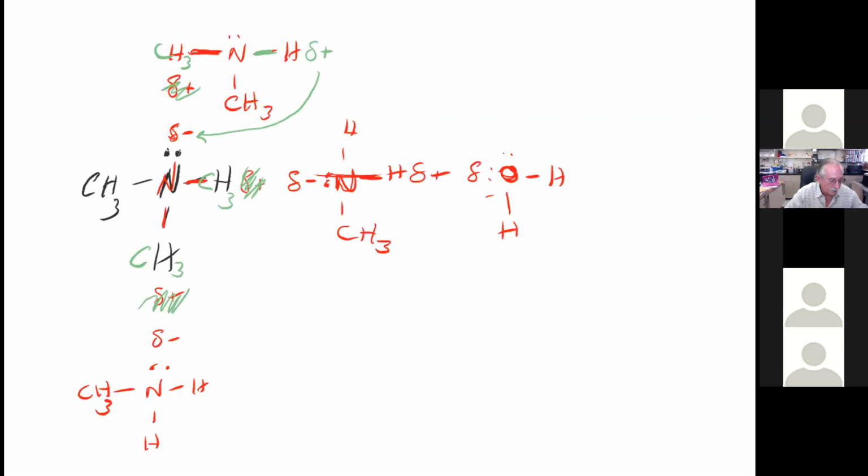So what if I now make this into a tertiary amine? Well, now we don't have this anymore. So what does that mean? They're both polar molecules, so there's dipole-dipole attractions, but there is no hydrogen bonding between tertiary amines.